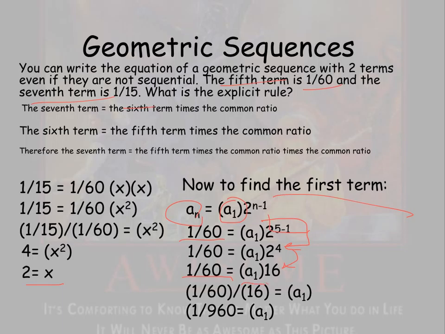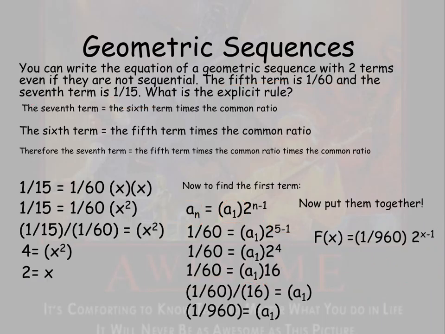We're going to divide by 16 on both sides, and so we have 1 over 60th divided by 16, or we can call it 16 over 1. Again, use the toilet seat method. 1 times 1 is 1. 16 times 60 is 960, as you can see down here. So we have a sub 1 is equal to 1 over 960. So we have our first term is 1 over 960.